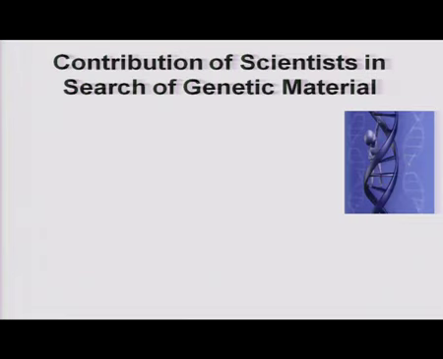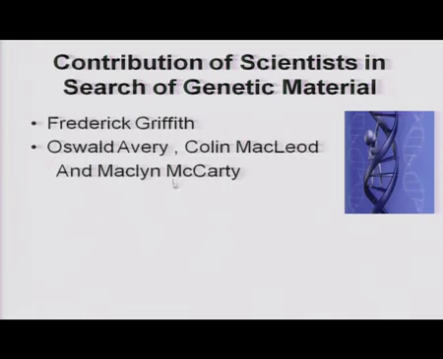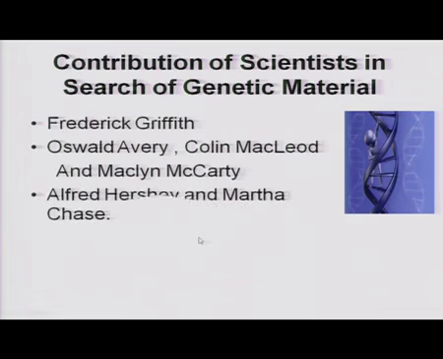So, as I explained in my last slide, there are some scientists who contributed in searching for the genetic material. The first was Frederick Griffith, who worked on mice using the Streptococcus pneumoniae bacteria to find out the chemical nature of genetic material. The Griffith experiment was followed by three other scientists, Oswald Avery, Colin MacLeod and McCarty. They were also trying to find out the chemical nature of genetic material. And finally, Alfred Hershey and Martha Chase contributed to finding out the nature of genetic material.